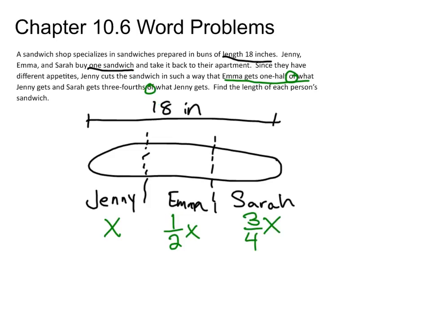So now we have 3 pieces of a sub, and if we were to total these subs back together, if we lived in a perfect world, we cut them evenly, no breadcrumbs were lost, we would end up back with the 18-inch sub. So if we add up all these pieces together, we should get back the 18-inch sub. Now it's up to us to combine like terms and solve for x. Now we have 1x plus 1/2 x plus 3/4 x. They're all like terms since they're all x, so all we have to do is add 1 plus 1/2 plus 3/4, where we're adding the coefficients.